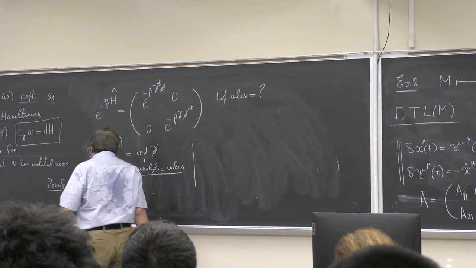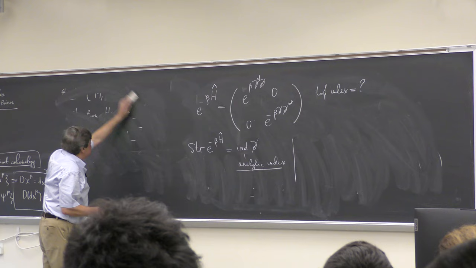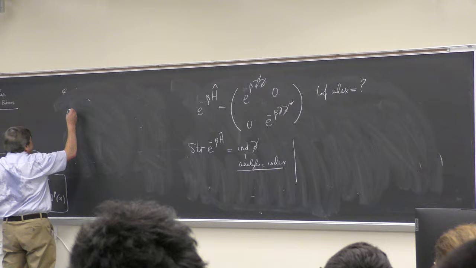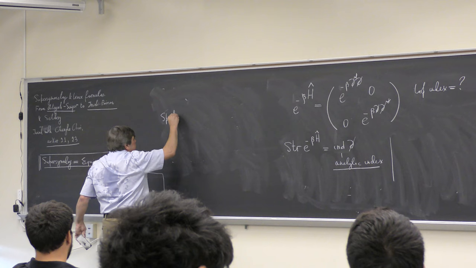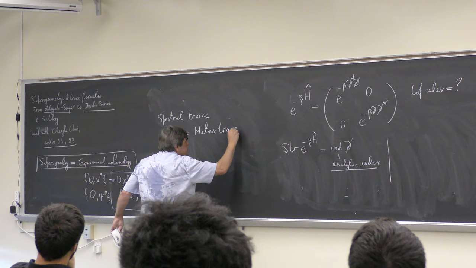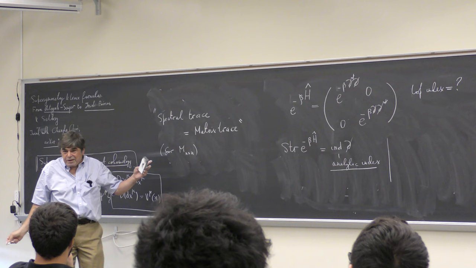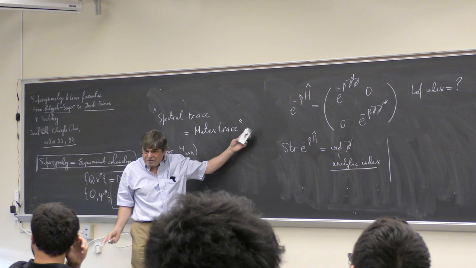And then we use the following observation. Let's consider, say, matrices. Then we have the following statement, that the spectral trace, let me write this as another slogan, spectral trace equals the matrix trace, say for matrices. What does this mean? Spectral trace is the sum of the eigenvalues of any matrix or operator. Matrix trace is a trace in linear algebra, the sum of diagonal elements.